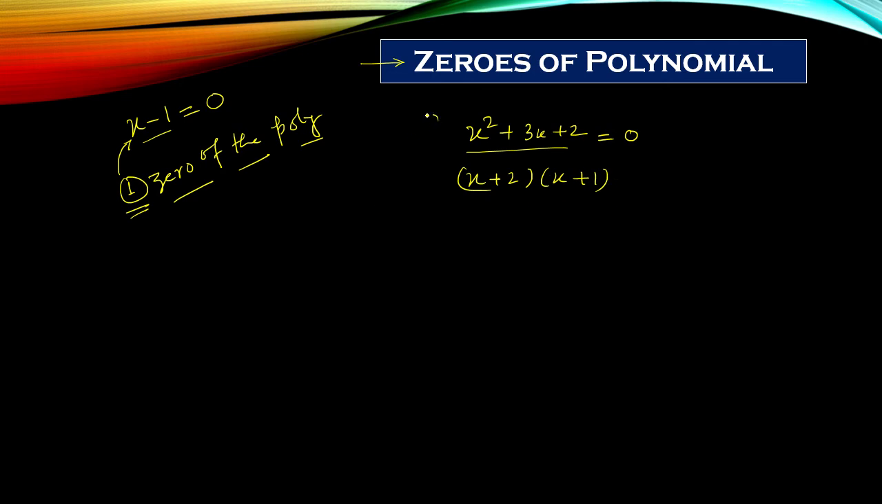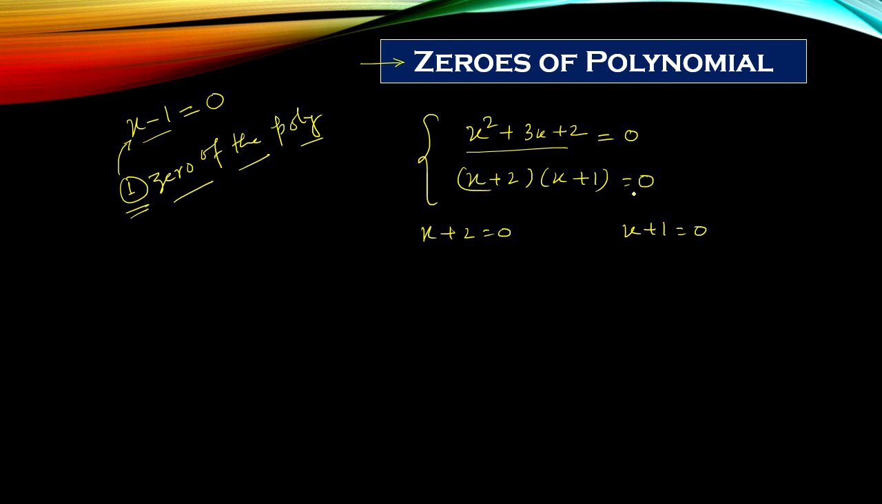So we are going to reverse the process. The process says that we put the number and get the result 0 for the polynomial. Here, we equate the polynomial equal to 0 and then get the value of the variable. This is also a process of getting the zero of the polynomial. Let's see how it works. x plus 2 individually and x plus 1 individually are equal to 0, because x plus 2 into x plus 1 is equal to 0.